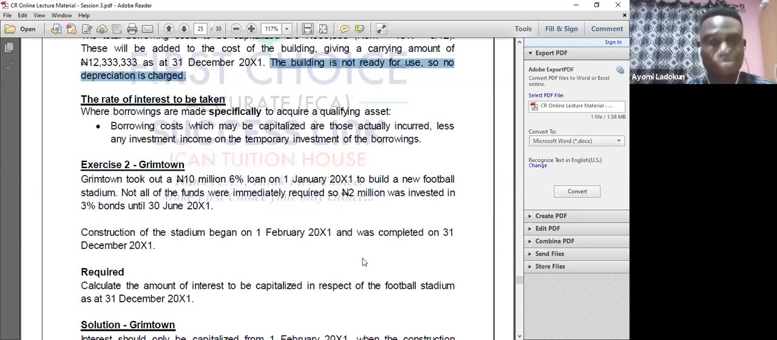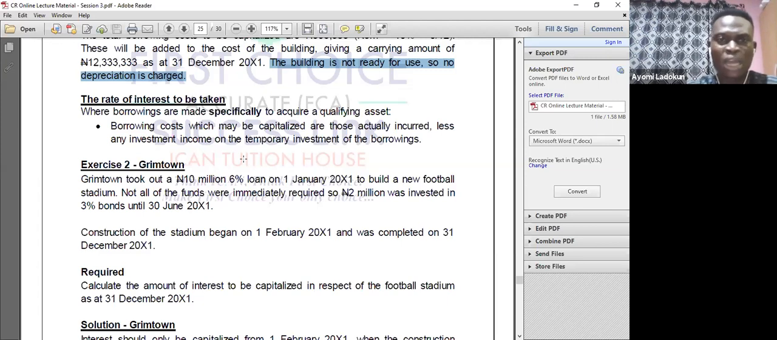In fact, general borrowing is so simple. Even specific borrowing is so simple. It's just that you need to apply the matching concept. All right, so let's look at specific borrowing. What does this mean? I went to borrow 5 million naira, for example. I borrowed 5 million naira.